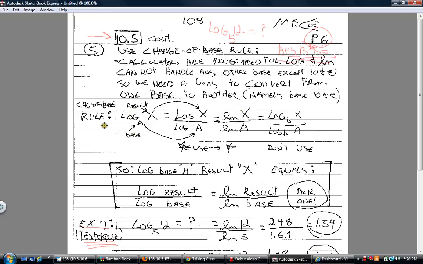The change of base rule says this: when you have the log base a, result x, you can convert it to division, meaning the log of the result up in the numerator divided by the log of the base in the denominator. I'm using log with the base 10 in here, it's assumed. Or you could choose to pick natural log of the result divided by the natural log of the base. If you hear those words and write that down, that's what you're going to remember. You're going to use one of these because you've got calculator buttons that support it.